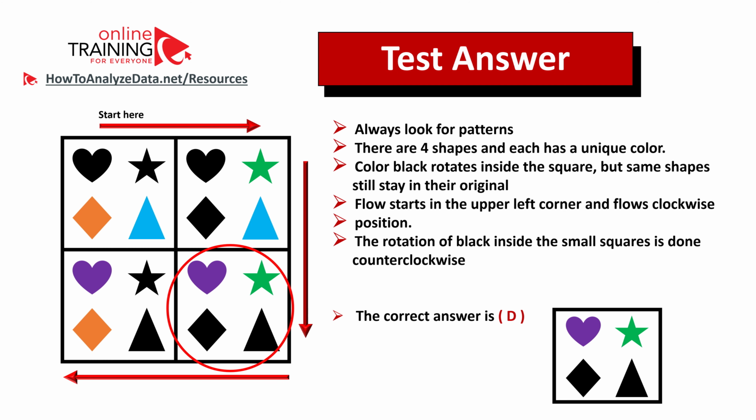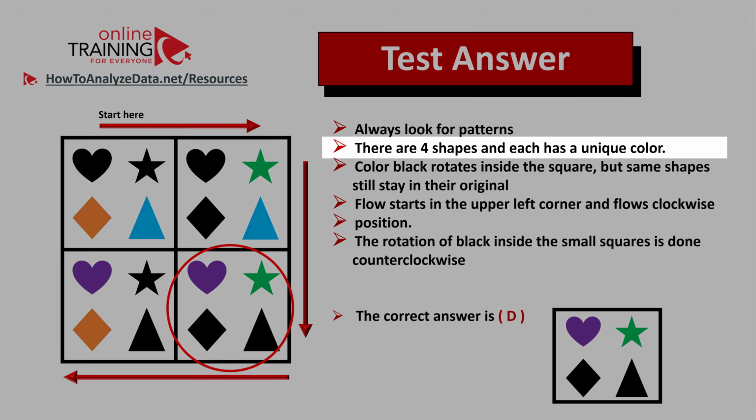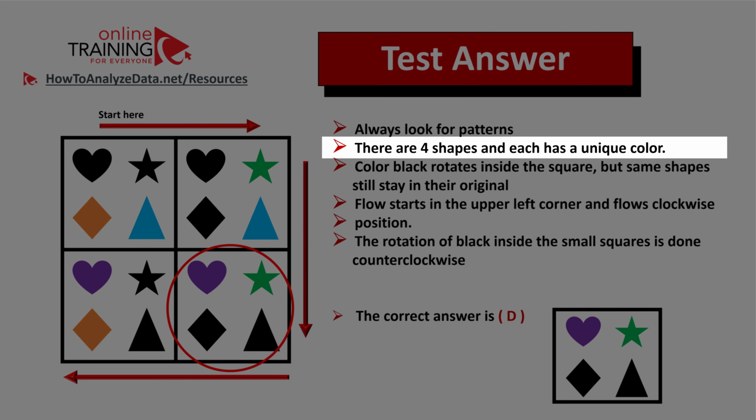Tricky question, isn't it? But as usual, all tricky questions always have answers. So take a look here. There are four shapes inside the square, and each shape has a unique color. Shapes stay in place. The only thing that changes is the black color for the shape. And what you can see is the pattern of the black colors inside the squares, and it rotates counterclockwise.